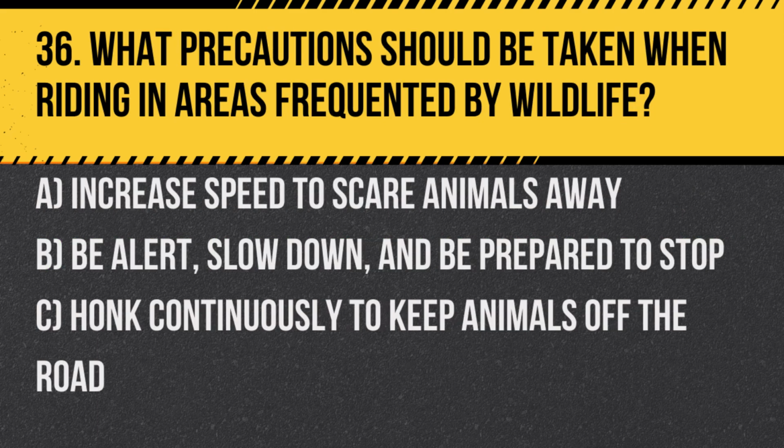Question 36. What precautions should be taken when riding in areas frequented by wildlife? A. Increase speed to scare animals away. B. Be alert, slow down, and be prepared to stop. C. Honk continuously to keep animals off the road. Answer: B. Be alert, slow down, and be prepared to stop. This reduces the risk of accidents involving animals.